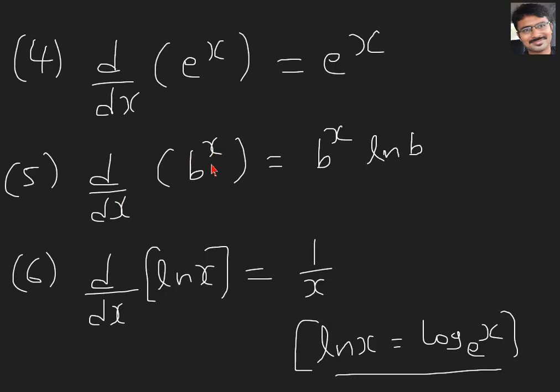So d by dx of b power x is b power x ln b. Very important formula. Now d by dx of ln x, remember, ln x means log x base e. d by dx of ln x is nothing but 1 by x.